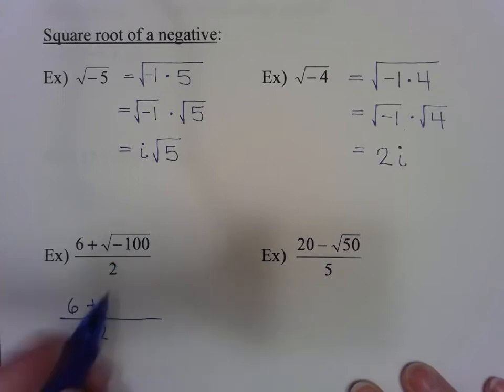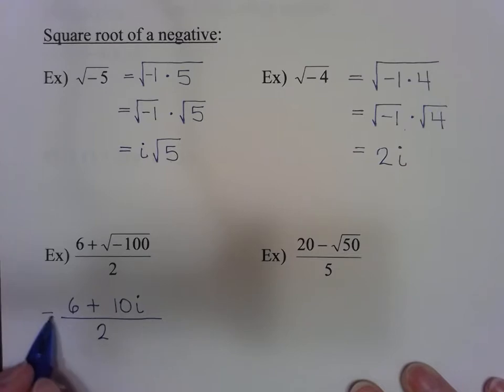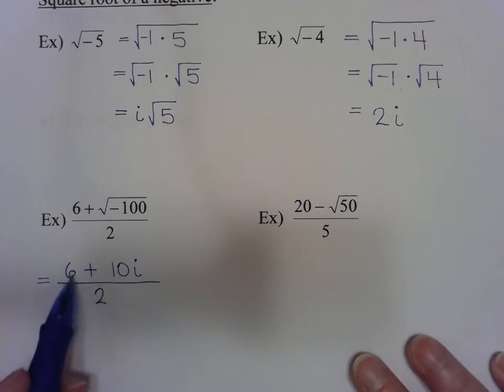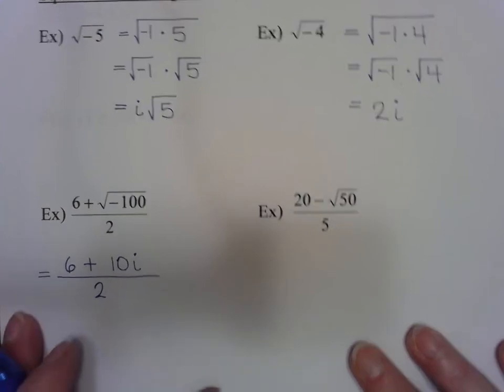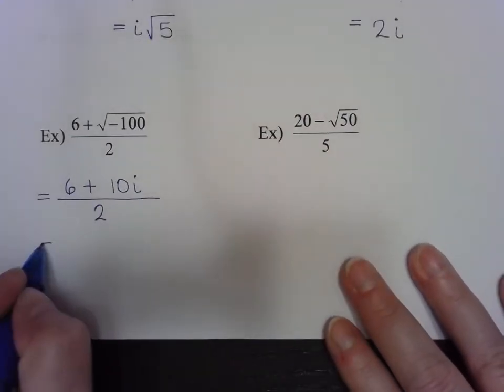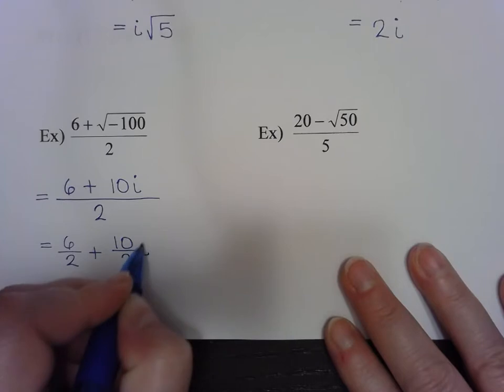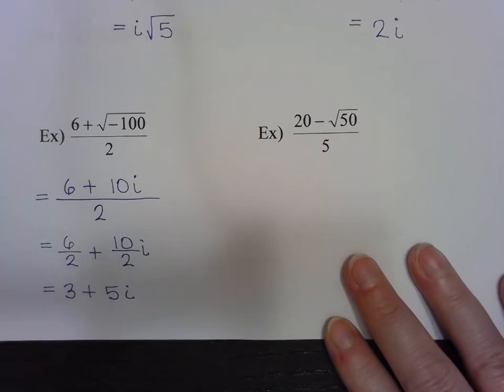Well, the square root of 100 is 10. And the square root of this negative, right, that's the i. So the i comes out as well. For a fraction like this, the 2 is going to divide into both parts. Right? You could break it up if you wanted to. I guess I'll go ahead and do that. So if you were to break it up, this would be like 6 over 2 plus 10 over 2i. 6 over 2 is 3, and 10 over 2 is 5. So you'd be left with 3 plus 5i. This is that a plus bi format that we were talking about.